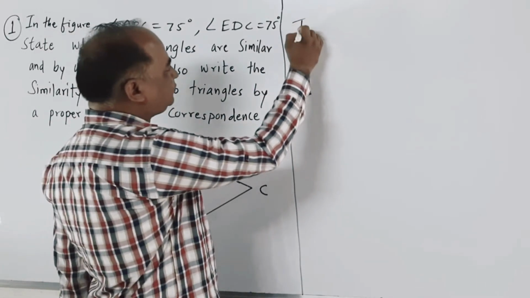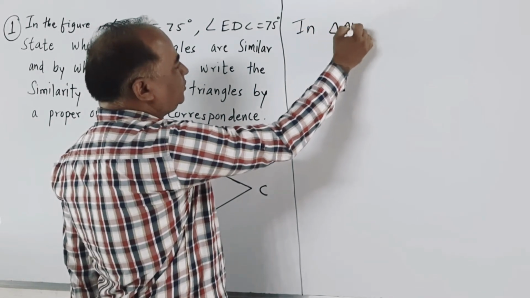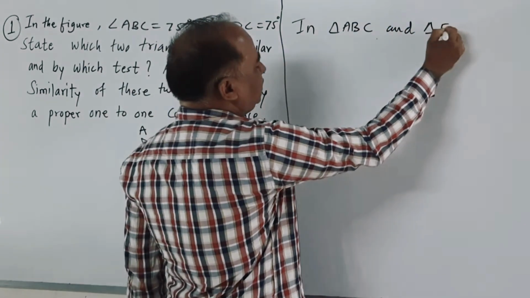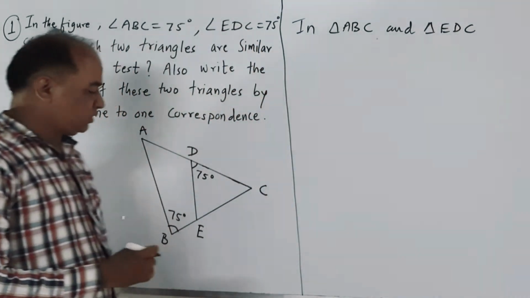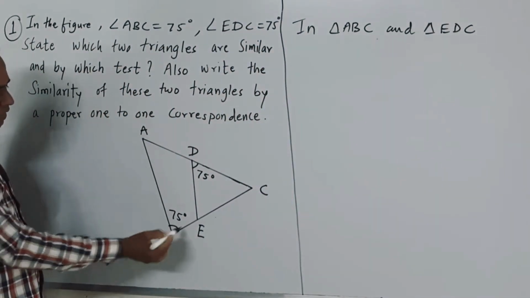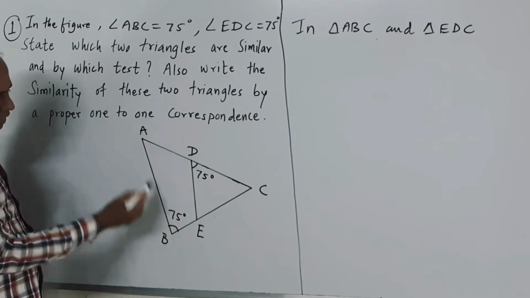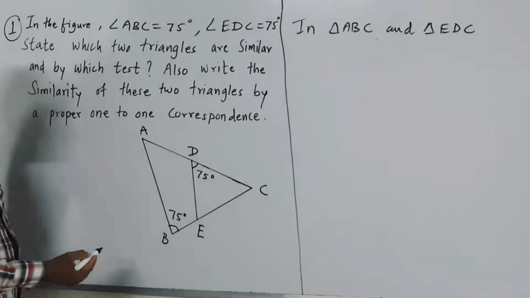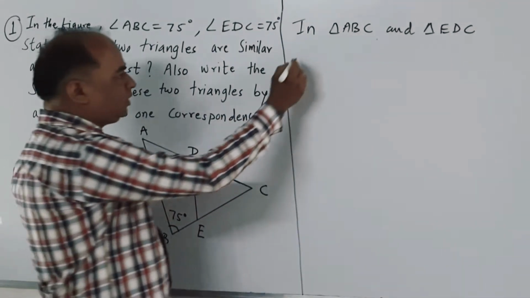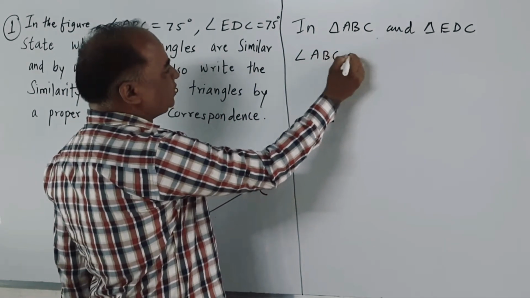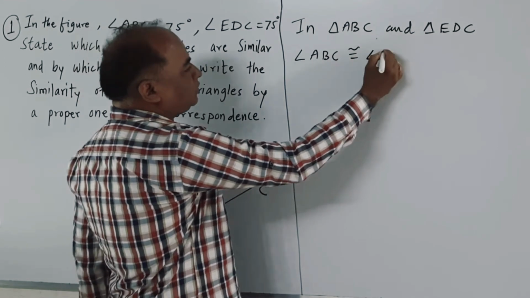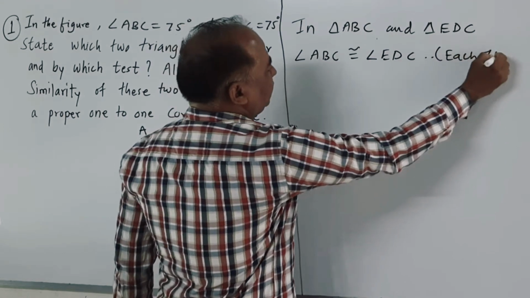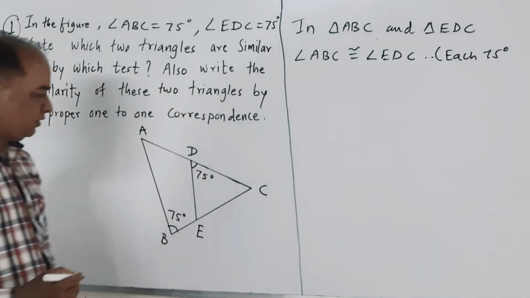So in triangle ABC and triangle EDC, in these two triangles, angle ABC and angle EDC are given as 75 degrees. So angle ABC is congruent to angle EDC, each 75 degrees.